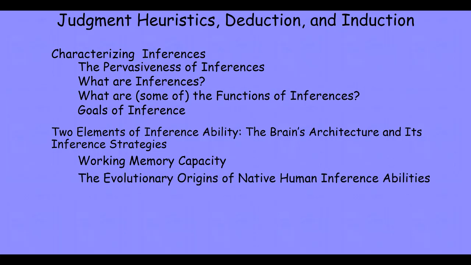Then we'll turn our attention to more generally looking at the evolutionary origins of native human inference abilities. We'll be looking at that 4.4 to 7 million years of human and proto-human evolution, during which time human beings lived in almost exclusively hunter-gatherer existence, a hand-to-mouth existence. We'll look at how that shaped both the kind of environment that humans evolved to solve problems in and the sorts of problems that humans evolved to be good at.